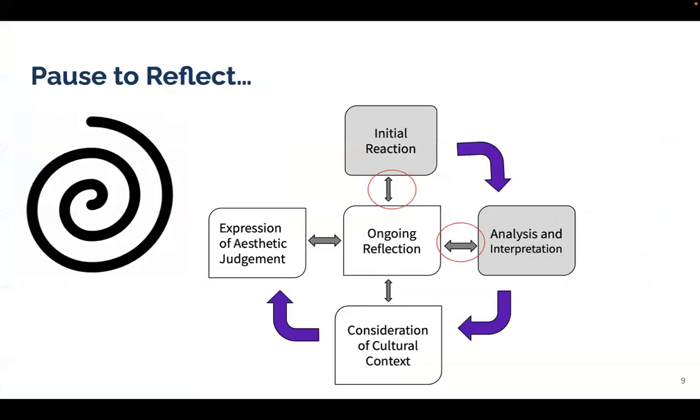So we're going to pause to reflect, or we have the option to. So far we've covered these two steps, and what I've circled in red are these gray arrows that show some sort of interchangeability.